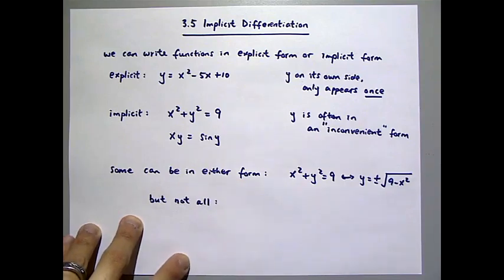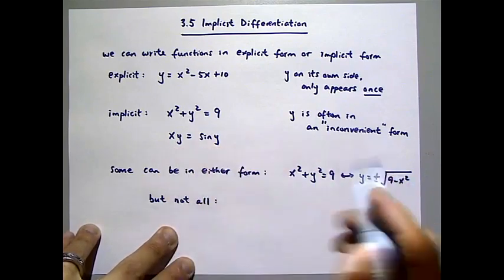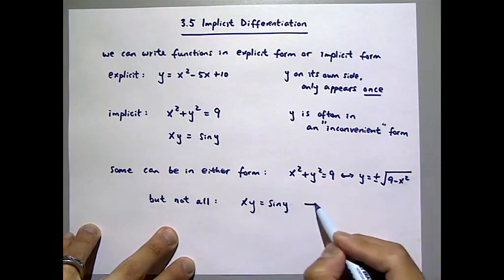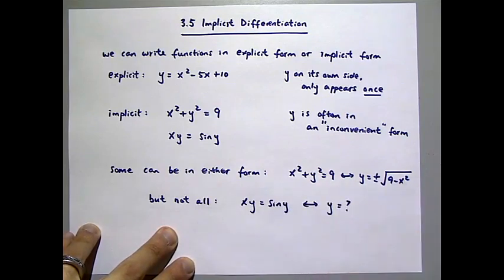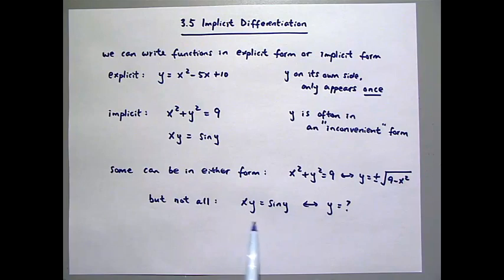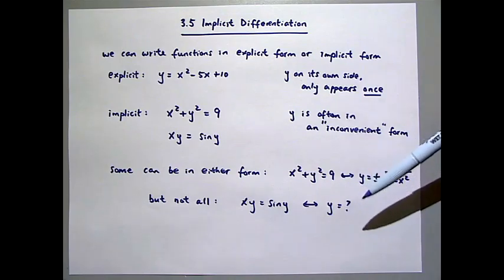But not all of these things can be done. For example, if you look at this one right here, you're going to have a hard time solving for y so that it only shows up on one side. You can divide by x, but you still have that sine of y here. You can take the inverse sine, but then you still have a y dangling around here. There's a lot to do before you could achieve what you want, which is y in the explicit form.